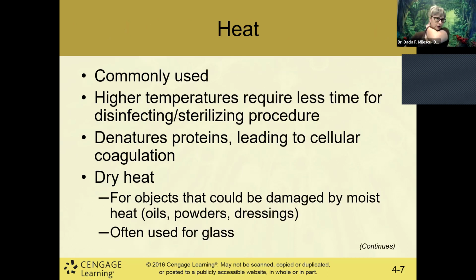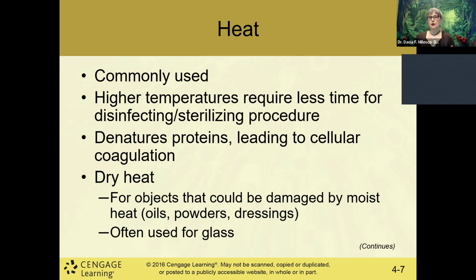Now, let's start with the first one, heat, which is the most common. High temperatures are required. The good news is it's less time for disinfection. For example, if you're using a chemical, it's over 24, sometimes even 72 hours, depending on the chemical and how long you're going to keep the instruments in there. So heat will denature the proteins, which then leads to cellular coagulation, which leads to death. That's how it works with the pathogens. The cell wall and the structure, whether it's DNA or RNA of the pathogen, will denature and die.